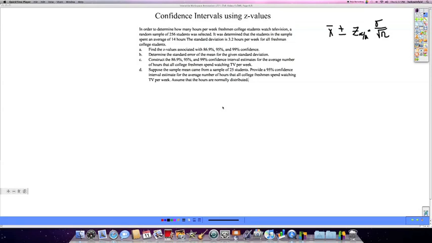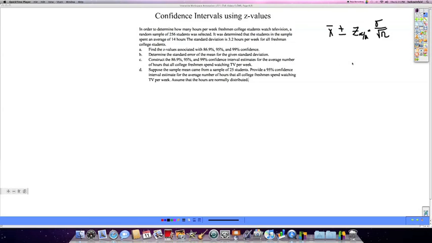Our first example problem is one in which we are asked to find the 86.9%, 95%, and 99% confidence intervals. The problems that you are assigned in the question sets and tests do not ask you to do all three at the same time, but I thought that I could cover more ground by doing all three in a single example problem.